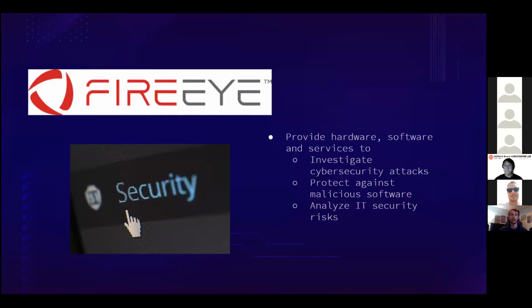So next I'll be talking about FireEye. And FireEye is responsible for discovering the SolarWinds hack in December 2020. And according to their website, they have been involved in the detection and prevention of major cyber attacks and provide hardware, software, and services to investigate cybersecurity attacks, protect against malicious software, and analyze IT security risks for customers like SolarWinds.